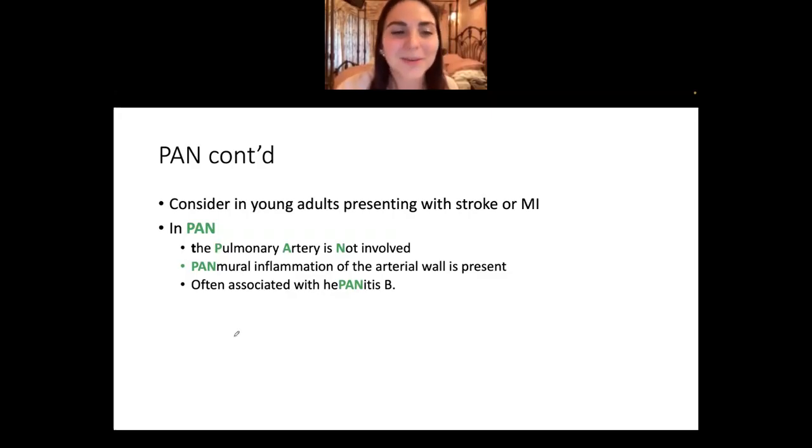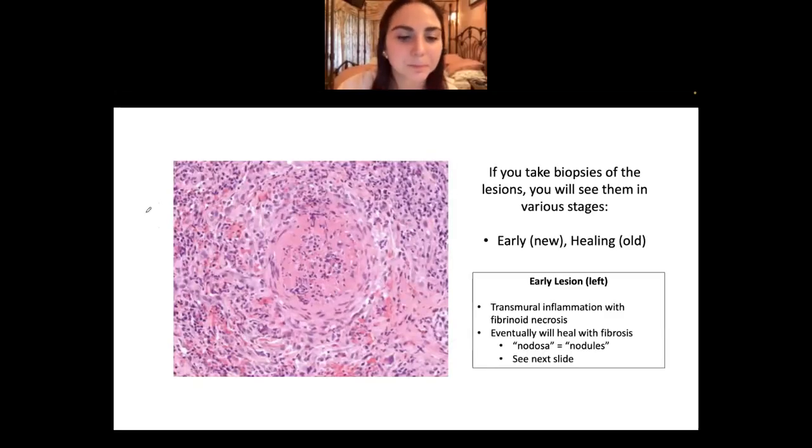It's transmural, a panmural inflammation of the arterial wall. And then it's often associated with hepatitis B. I know it's really grasping at loose straws here, but hopefully that helps you. Just remember, pulmonary artery not involved, hepatitis B. Those are going to be the two really main ways to differentiate between that one and another one.